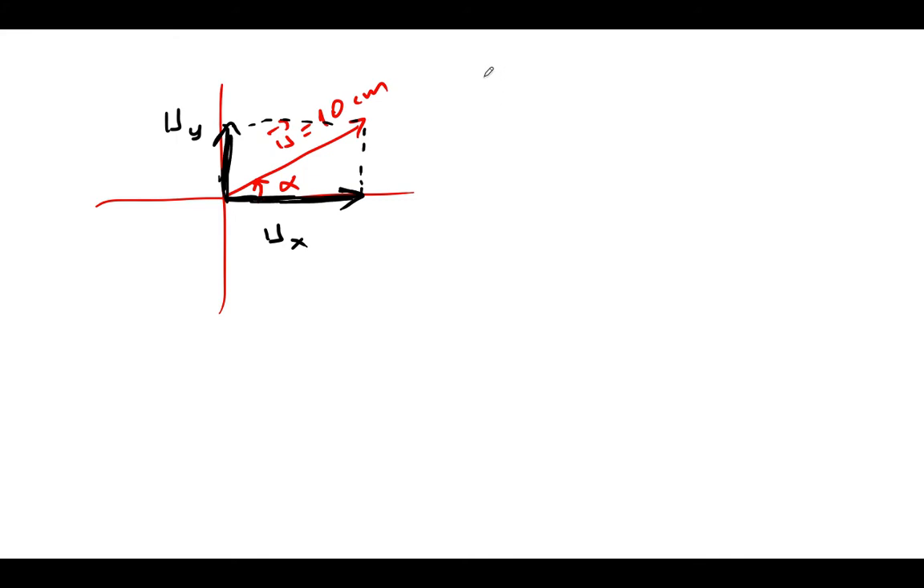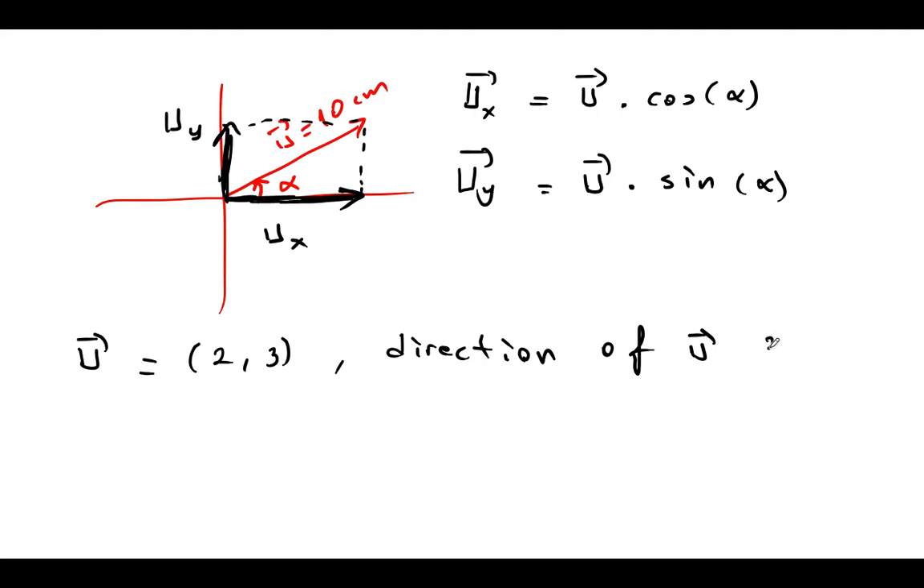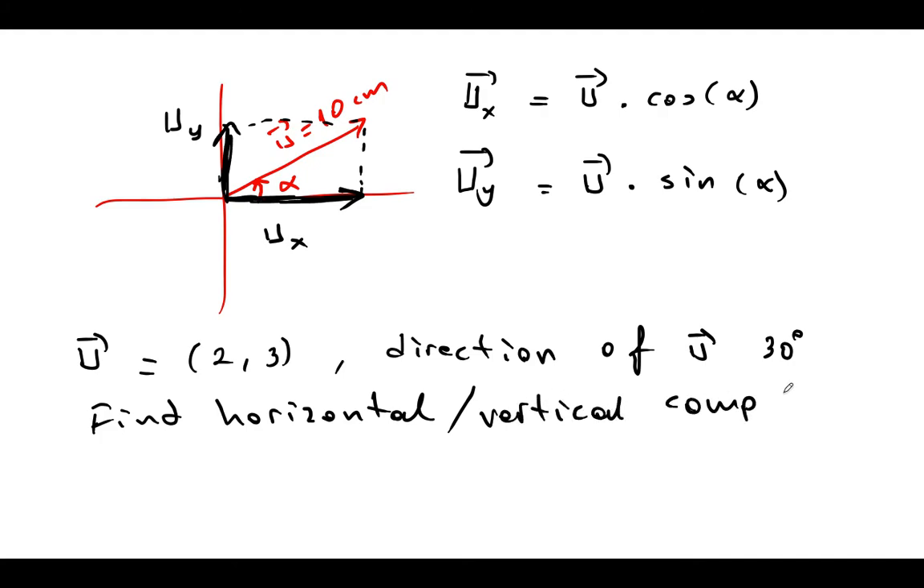It's so simple. The vector ux is equal to vector u times cosine of alpha, and uy, the vertical component of the vector u, is equal to u times sine of alpha. Example: if vector u is, let's say, (2, 3) and the direction of this vector u is, let's say, 30 degrees, find the horizontal and vertical components of vector u.